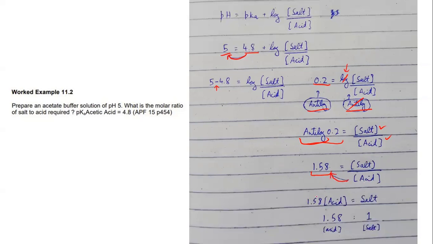This means 1.58 of acid and 1 for salt. There is nothing, so there is 1. So the ratio will be 1, ratio 1.58, and as acid is here, this is the ratio of acid and this is the ratio of salt. 1.5 when the ratio is 1. Nothing, that means there is one.